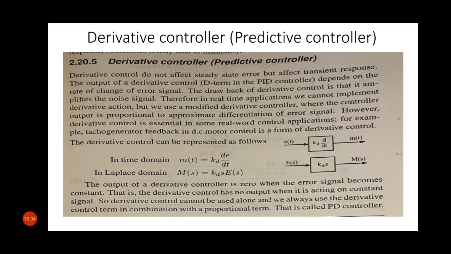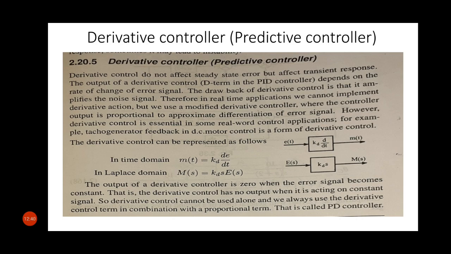However, derivative control is essential in some real world control applications. For example, tachogenerator feedback in DC motor control is a form of derivative control. The derivative control can be represented as follows. In time domain, m(t) equals Kd d/dt of e(t), and in Laplace domain, M(s) is equivalent to Kd s E(s).